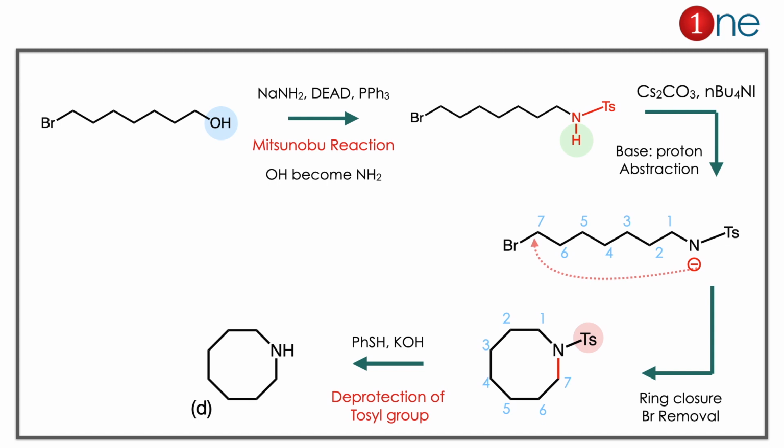Here you have to learn two important things. One is the Mitsunobu reaction. The Mitsunobu reaction is like a normal substitution reaction. It is stereospecific, with inversion. Here it is just a substitution of OH into NH2. The second thing is cyclization. If you have a very good leaving group with charges, you might think of cyclization.